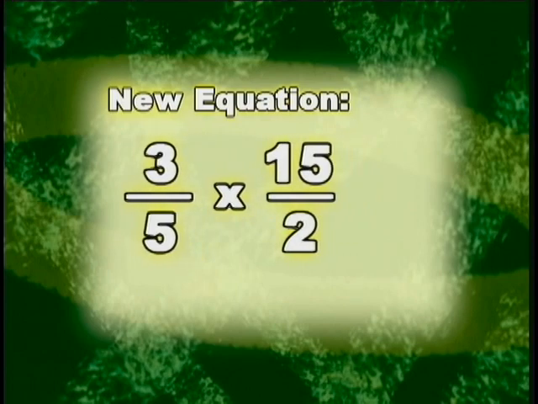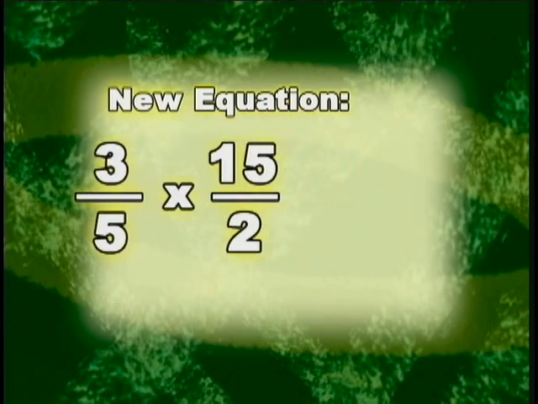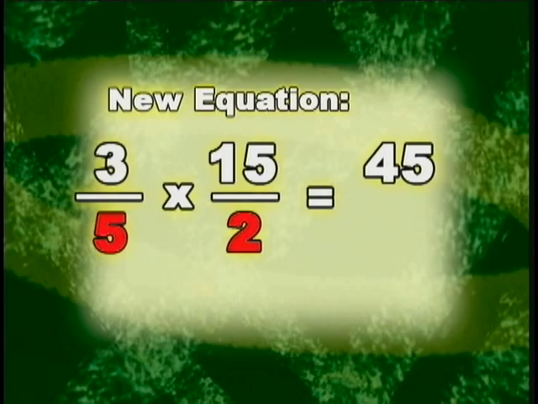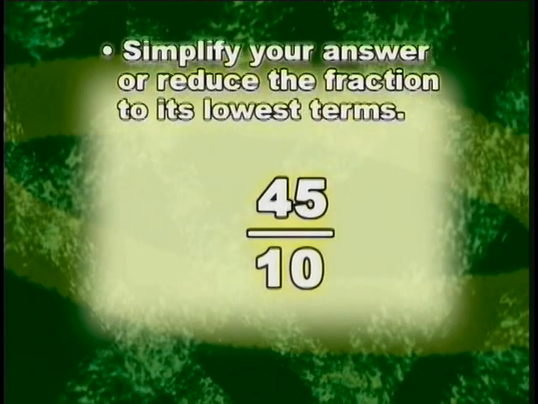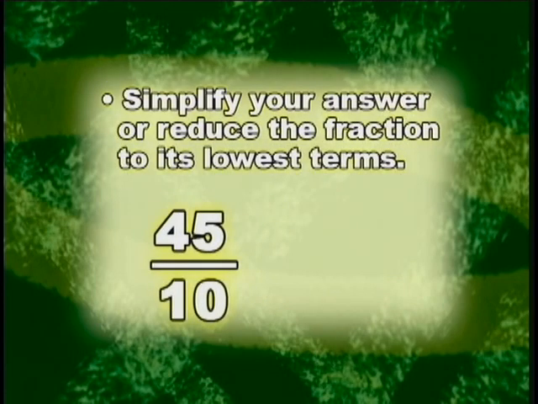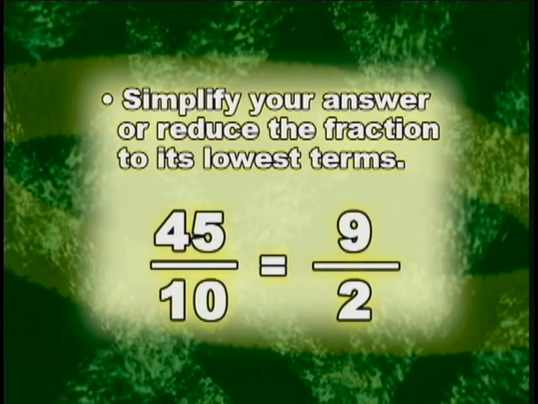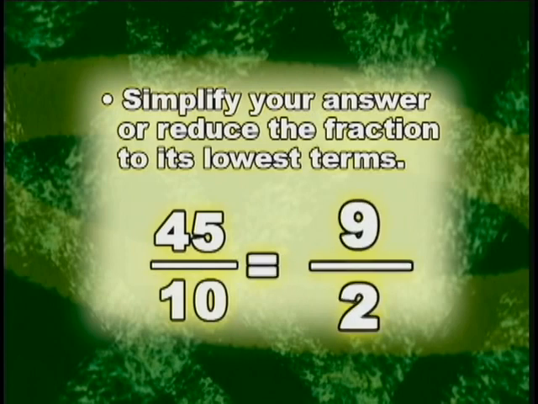Recall how easy it is to multiply fractions. Simply multiply the numerators to get the numerator of the product and multiply the denominators to get the denominator of the product. Then, simplify your answer or reduce the fraction to its lowest term. Did you get 9/2 as the answer?